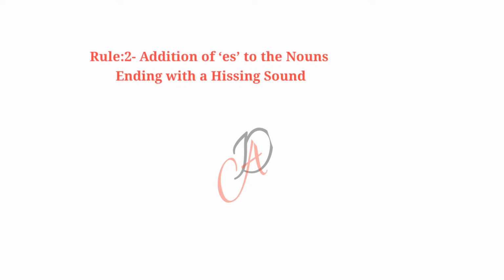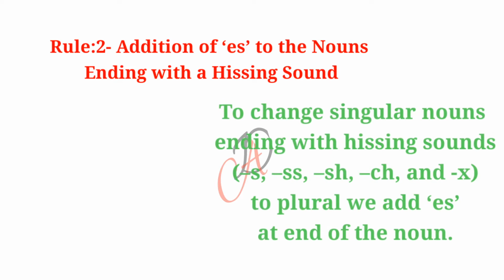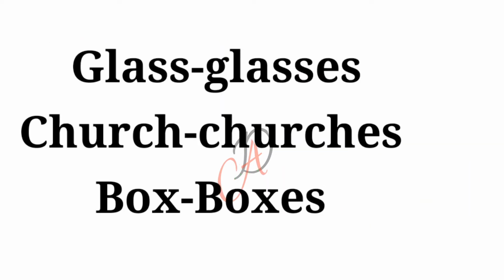Rule number 2: addition of es to the nouns ending with a hissing sound. To change singular nouns ending with hissing sounds like s, ss, sh, ch, and x to plural, we add es at the end of the noun. Example: glass, glasses, church, churches, box, boxes.